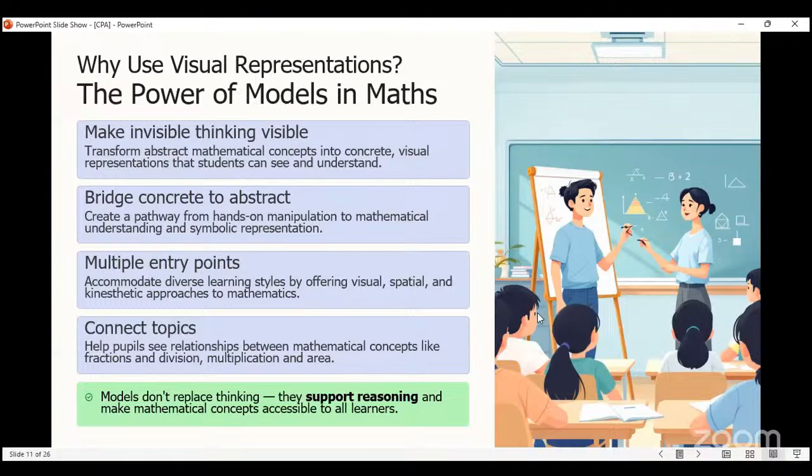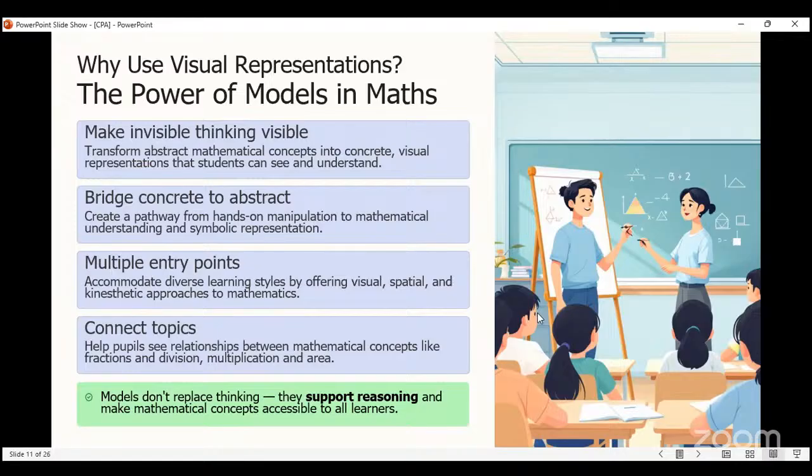It bridges the concrete to the abstract. It creates a pathway from hands-on manipulation to mathematical understanding and symbolic representation. Multiple entry points is another reason why visual representations matter.